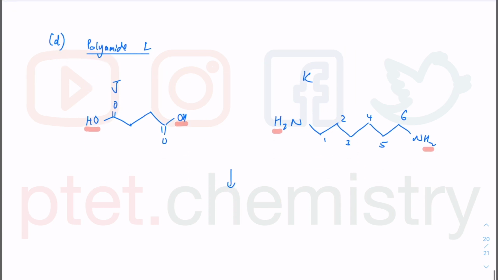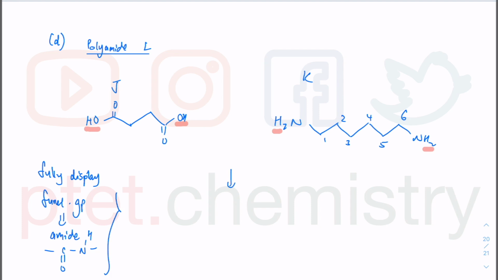They want you to fully display the functional group. In the question, they say fully display any functional group. So the functional group that you're going to get is the amide. The amide functional group is going to be C double bond O and NH, like that. Even the O level or the IGCSE level education will have taught you that. So be very careful about that.